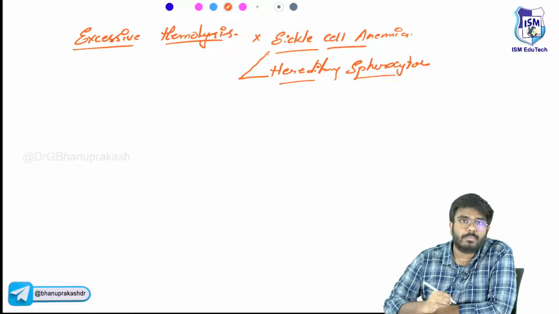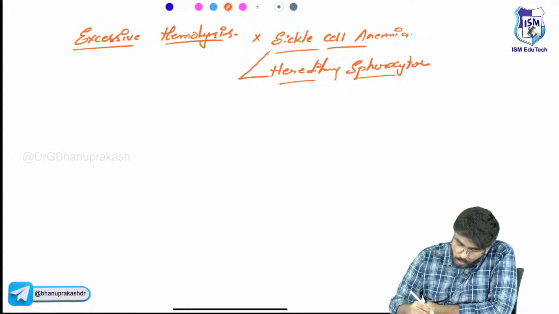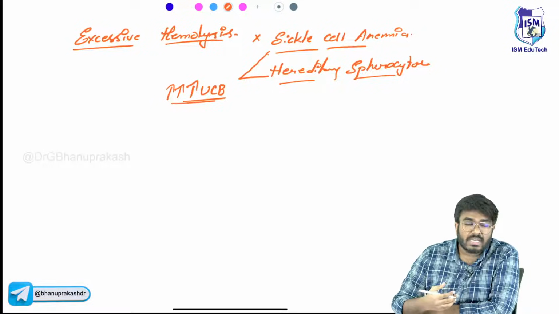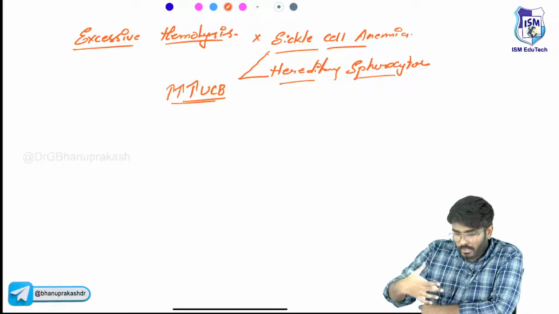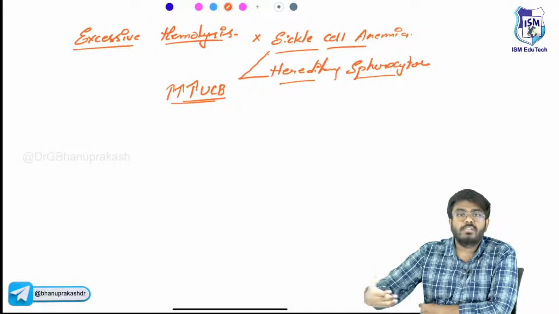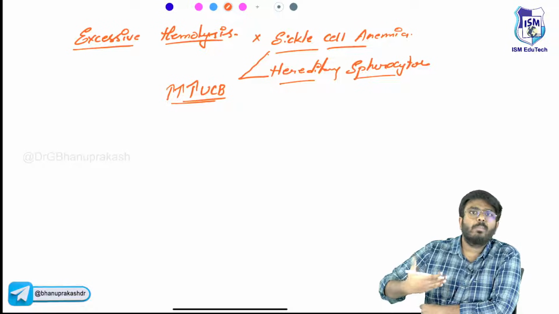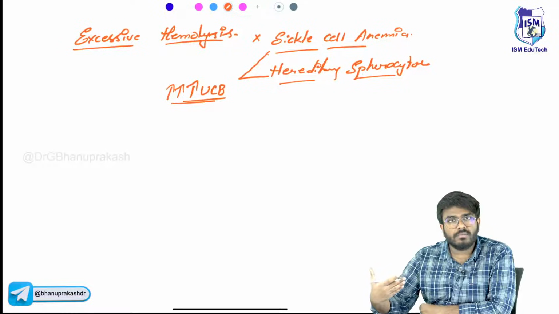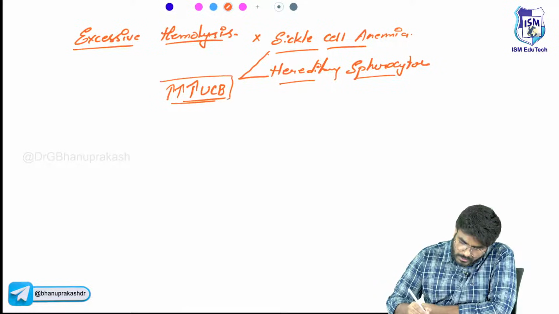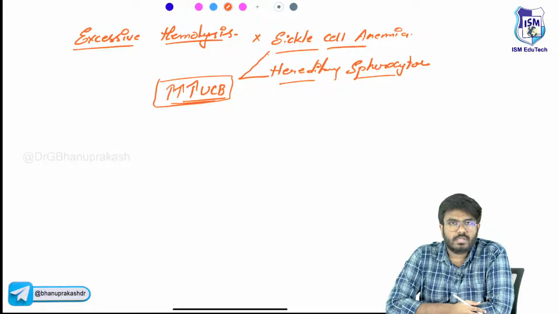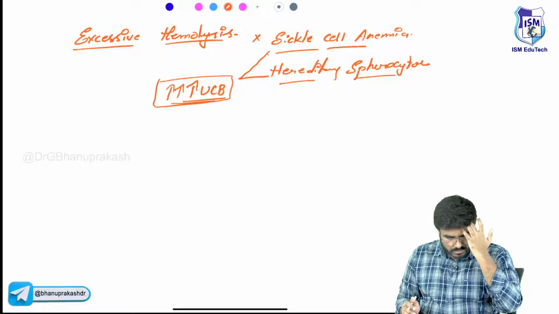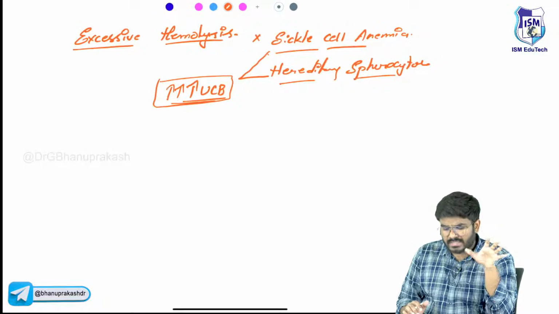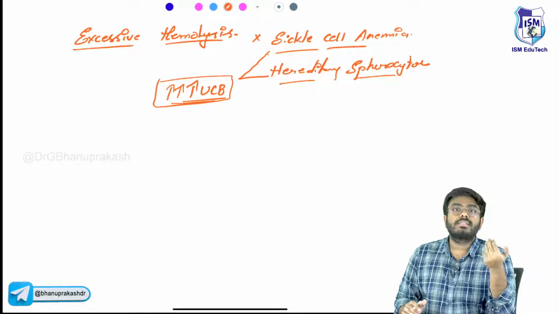So if the RBCs are getting damaged, more RBC turnover means more production of unconjugated bilirubin. So much unconjugated bilirubin is getting produced that the liver doesn't have the capacity to convert all of it into conjugated bilirubin. So in the body, unconjugated bilirubin levels will rise. That's the point which I want you to know. Excessive hemolysis, in conditions like sickle cell anemia and hereditary spherocytosis, can cause an increase in unconjugated bilirubin levels.